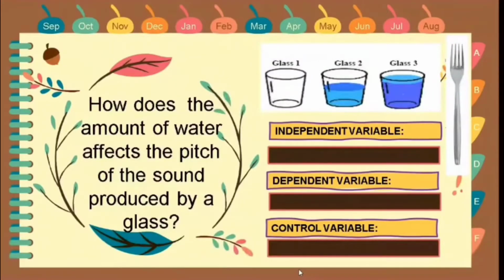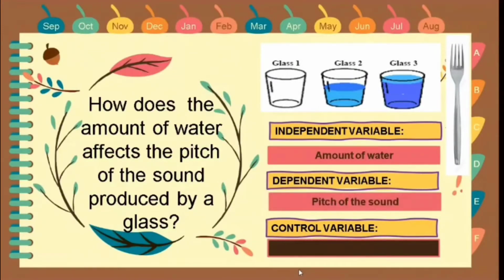For another example, the next problem is how does the amount of water affect the pitch of the sound produced by a glass? The independent variable will be the amount of water. The dependent variable is the pitch of the sound produced. And the control variables are the size of the cup or glass and the metal fork, as well as the process of tapping the fork on the glass.